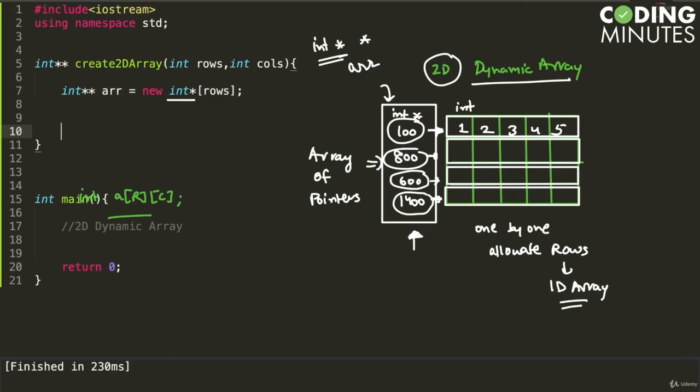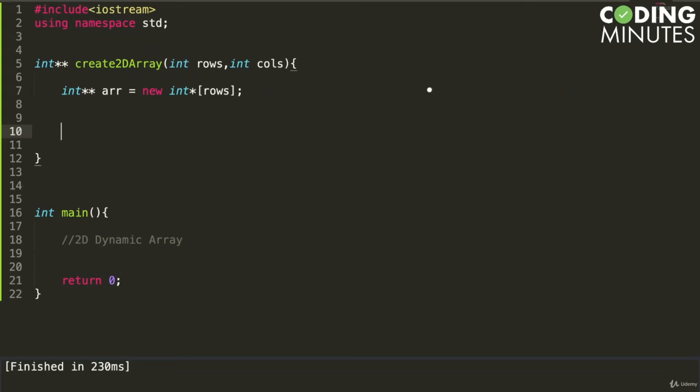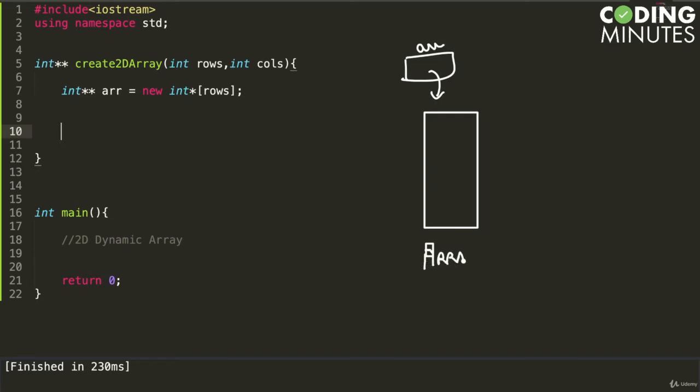And now we are going to iterate over each row. Okay, so let me show it to you what we are trying to do. So first we created a bucket that can store the address of an array of pointers. Okay, so we have an array of pointers.